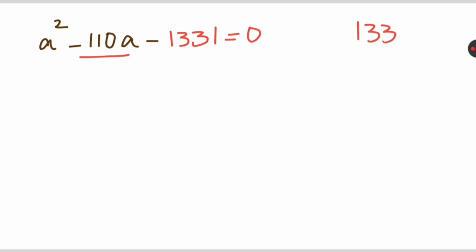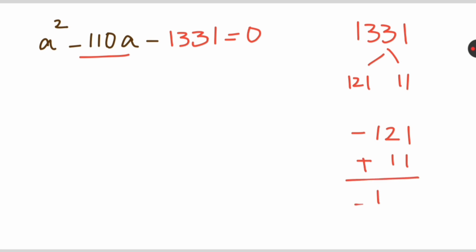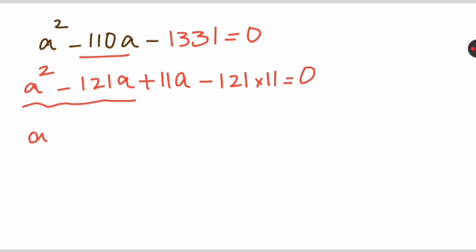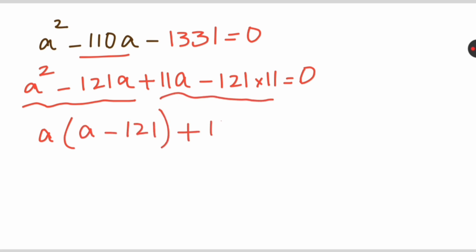1331 is the product of 121 times 11. So if you do subtraction of 121 and 11, we are going to get 110. So instead of minus 110a, you can write this as minus 121a plus 11a minus this 1331, which we can write as the product 121 times 11, that is equal to 0. From the first two terms, if you take a as common, then we are left with a minus 121. From the other two terms, if you consider 11 as common, then you are left with a minus 121.